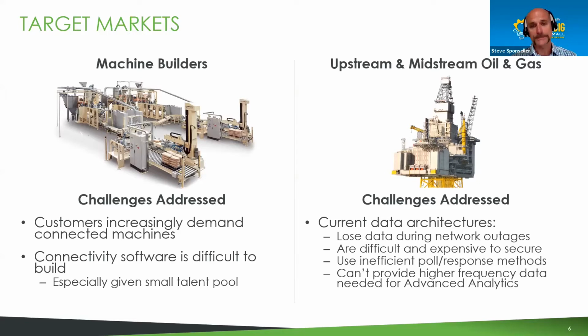And then for the upstream and midstream oil and gas example, they have all kinds of challenges when collecting data in that space. They have network outages due to weather and other environmental things that come up. They are usually on wireless networks and often have to pay to transmit data, and it's usually low bandwidth networks, so you can't get a whole lot of data across there.